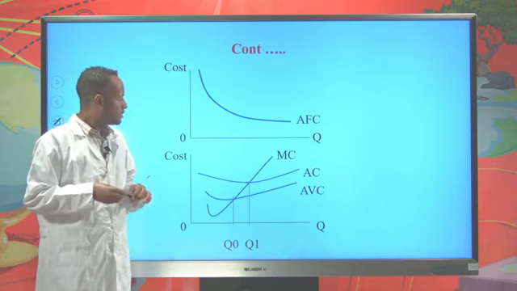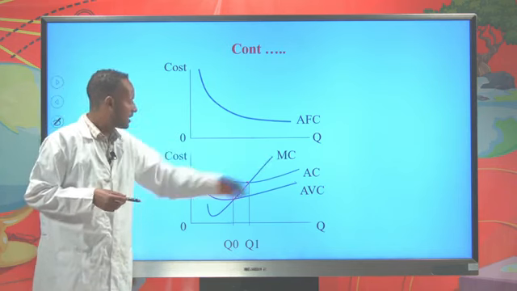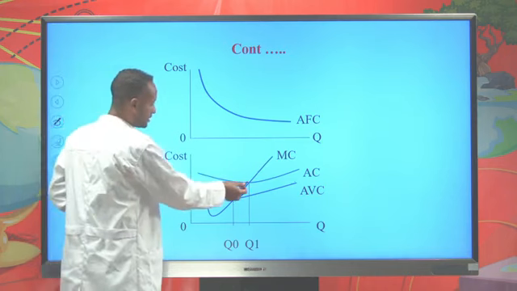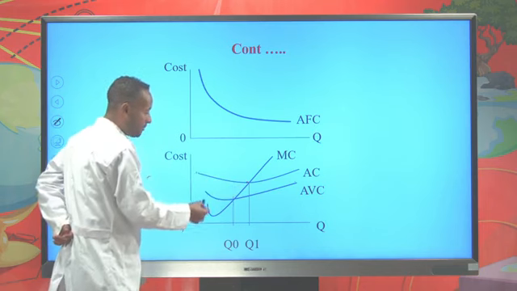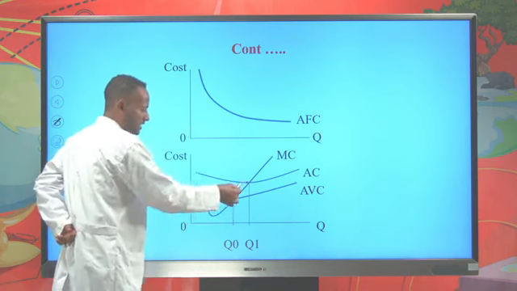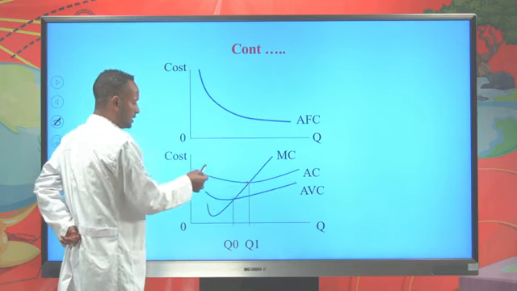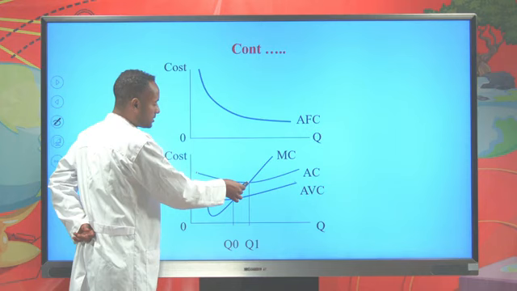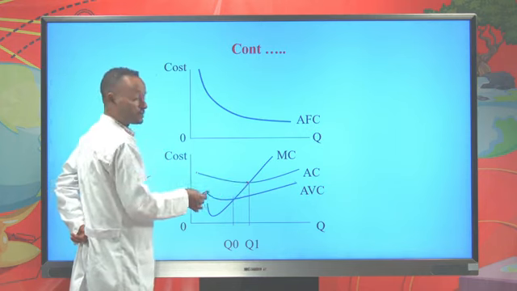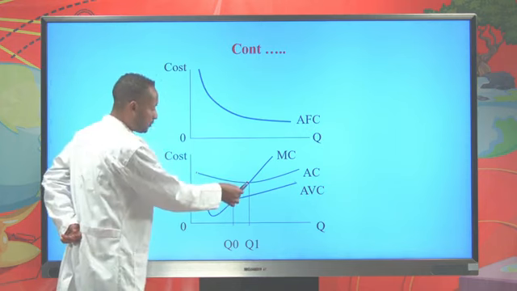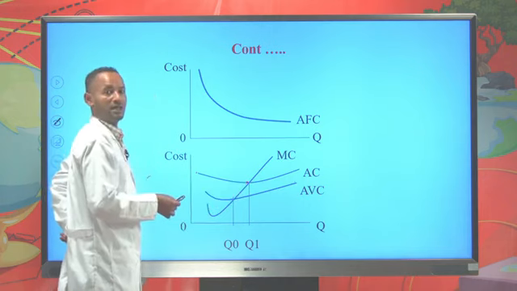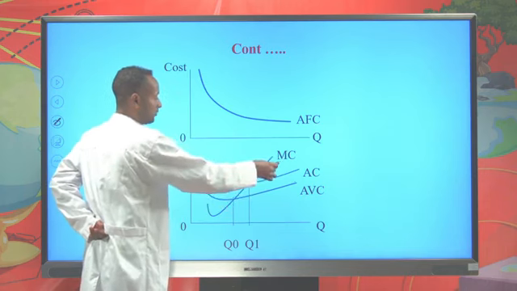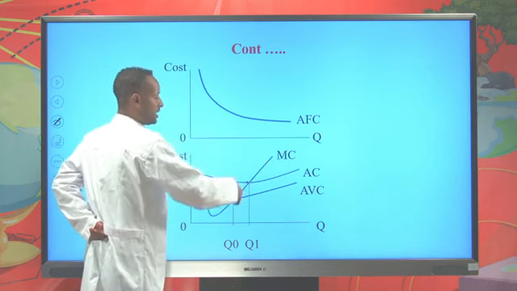The other relationship, between the MC and the AC curve, is: starting from this point to this point, the average cost of production curve is above the MC. Whenever AC is above MC, the AC decreases. At this point, the MC curve equals the AC curve. Whenever MC equals AC, AC is at its minimum. Beyond this point, MC is above AC. Whenever MC is above AC, AC increases.